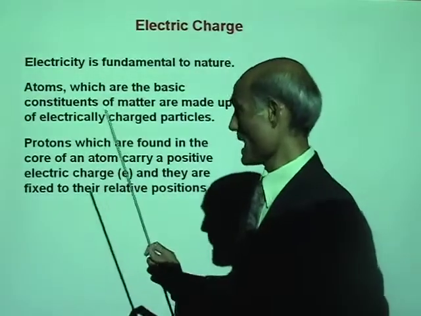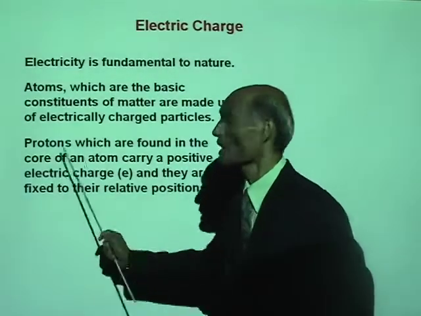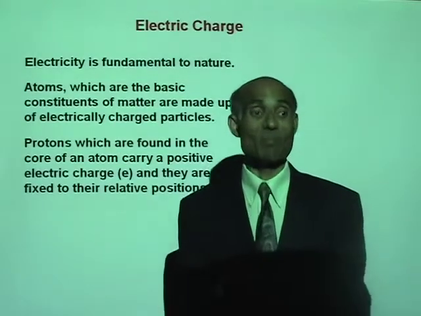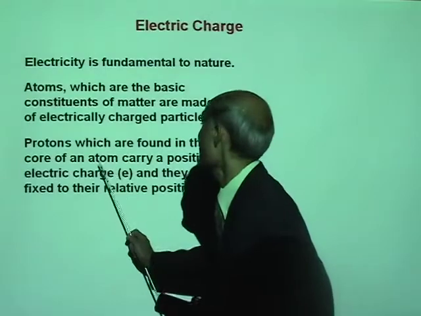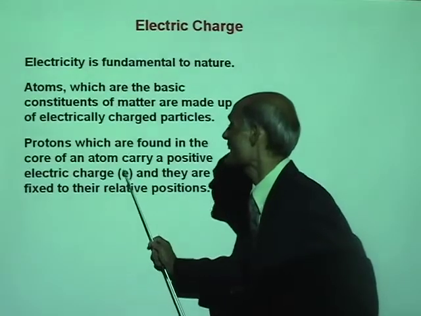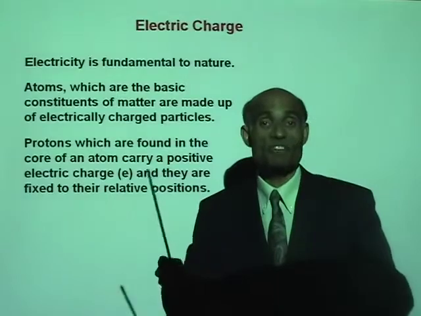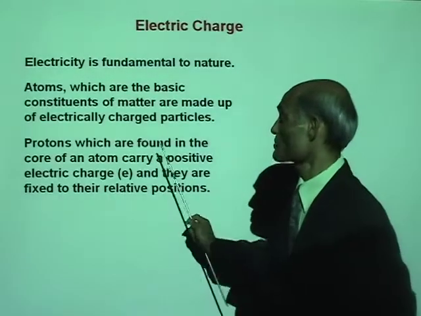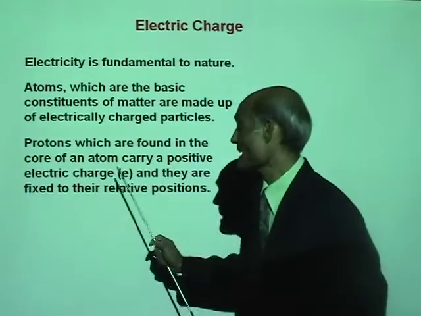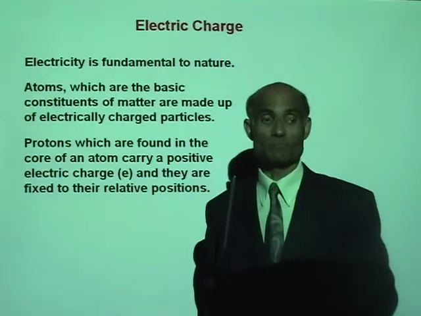Now, an atom is made up of protons, which are found in the core of the atom. Protons carry a positive charge, and the charge carried by the proton is written as small e. And the protons are fixed to their relative positions. So an atom contains protons at its center, and they carry a positive charge which is represented by e.